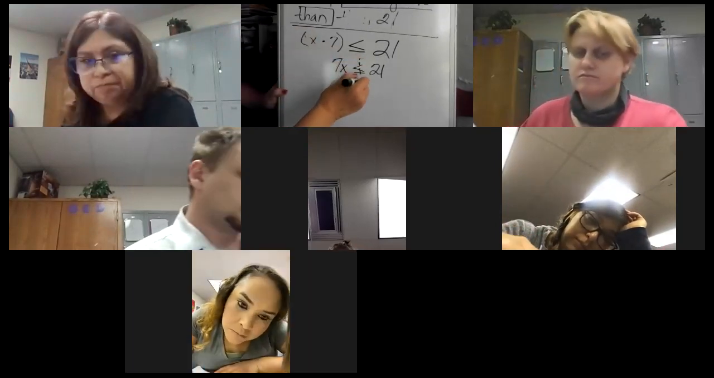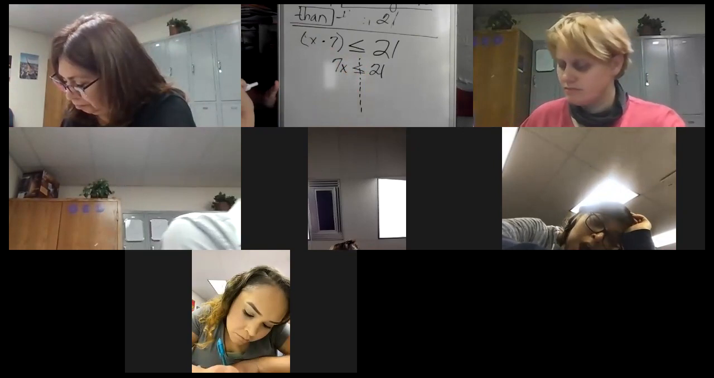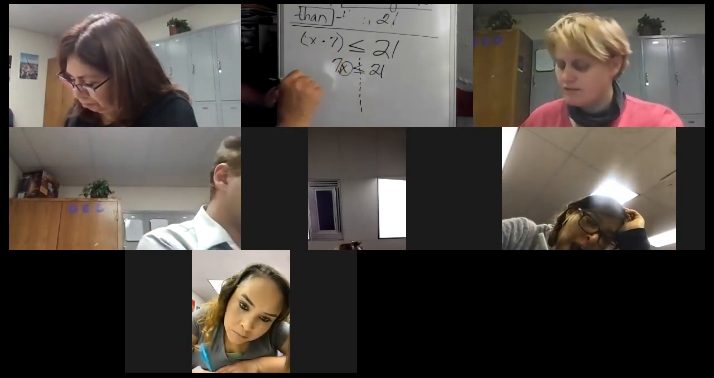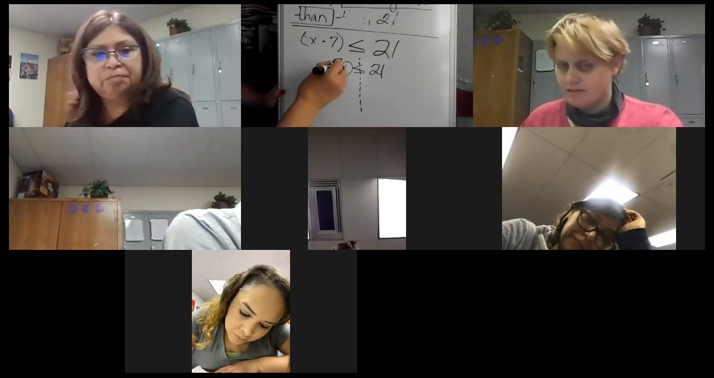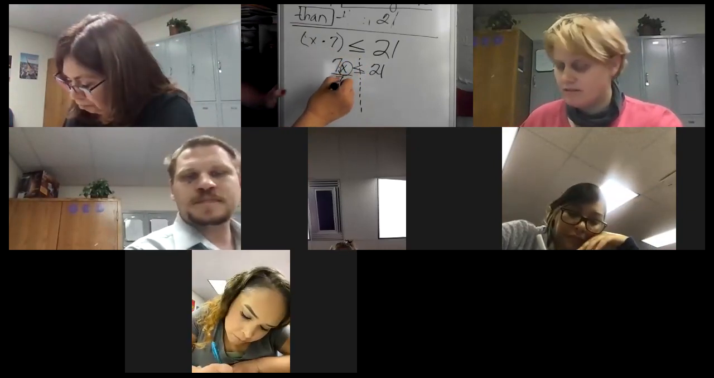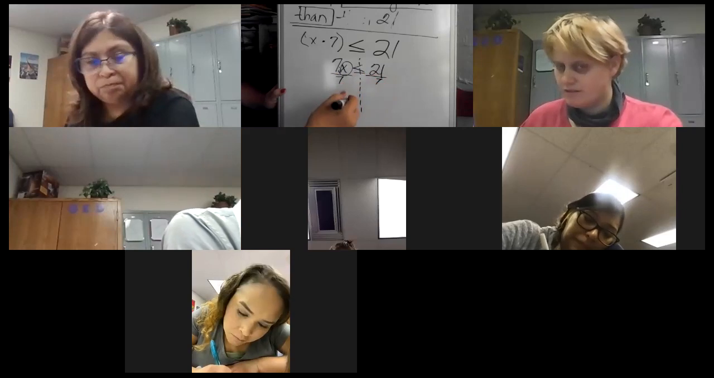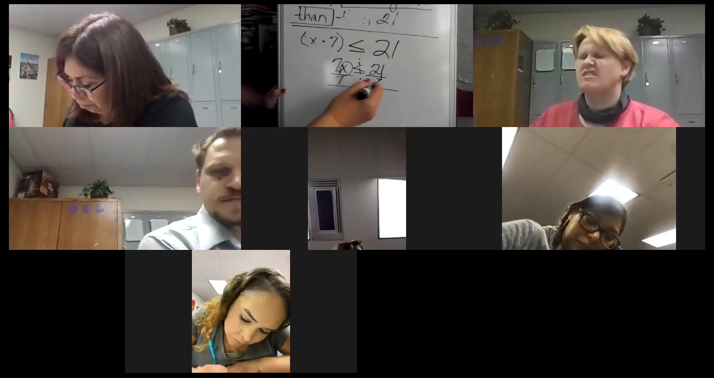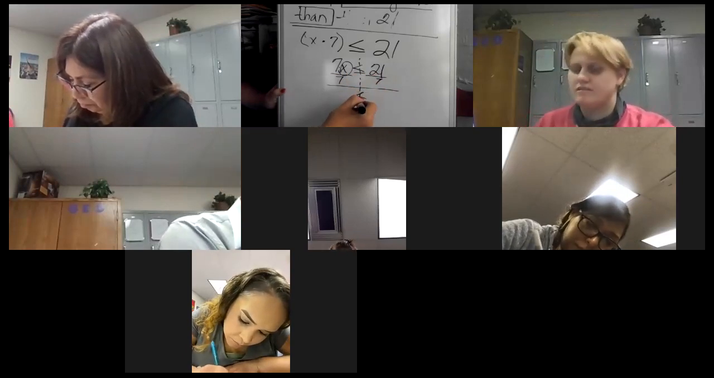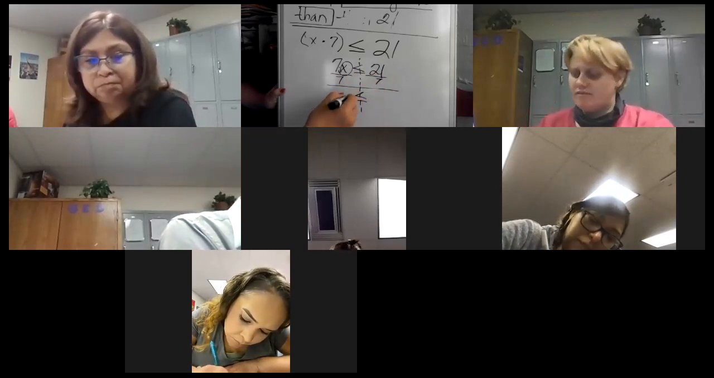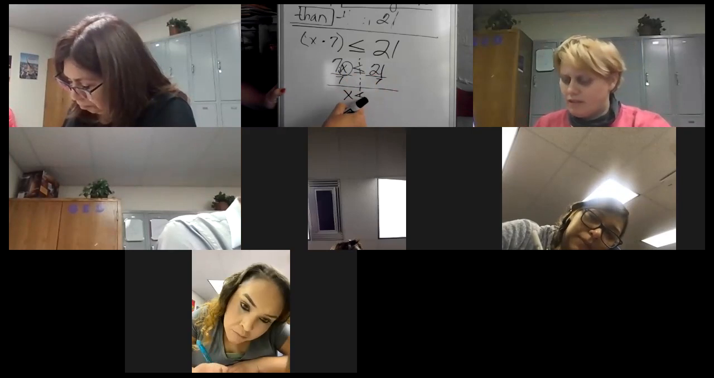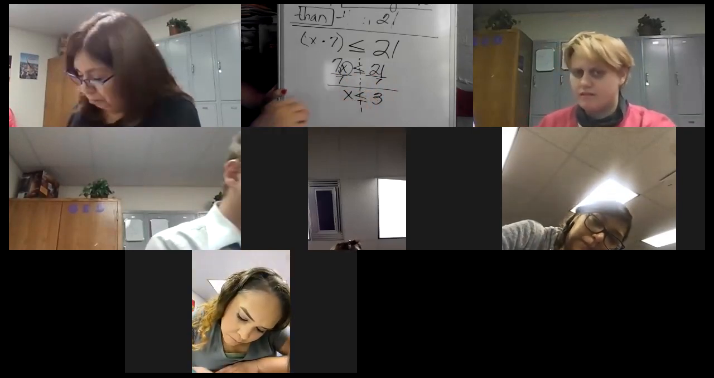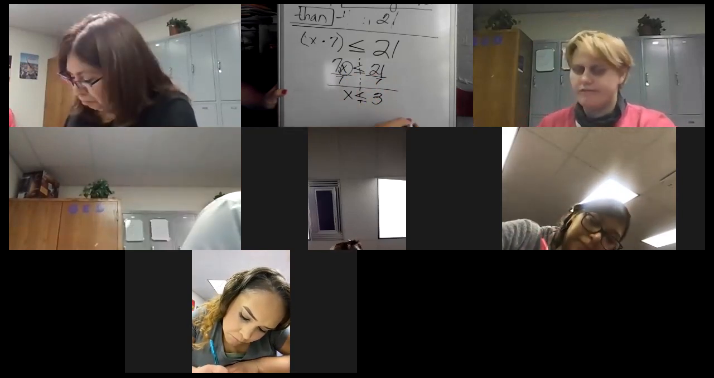And then if I'm going to solve this, I circle the x. I have to get rid of the 7. It's multiplied right now, so I'm going to divide by 7 and divide by 7. I didn't divide by a negative, so I leave the sign the same. And now I have x is less than or equal to 3. Everybody okay with that? And then we graph.